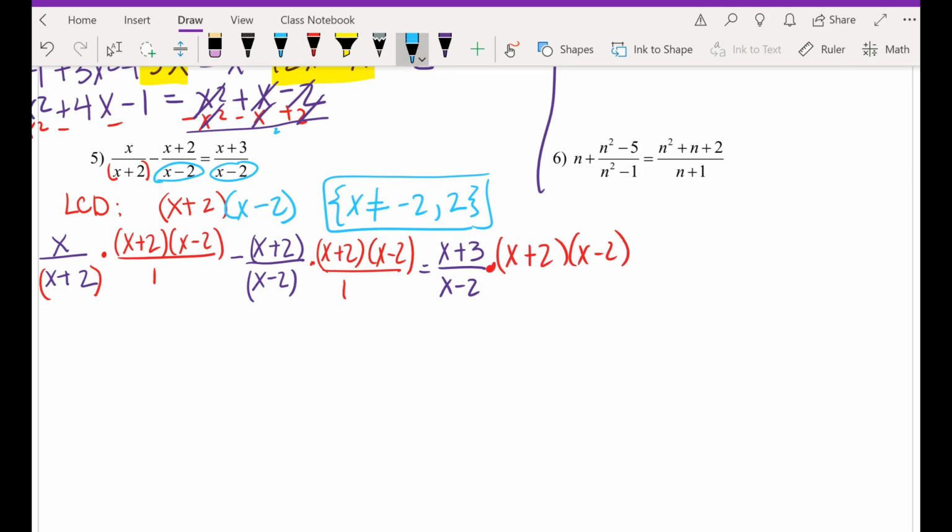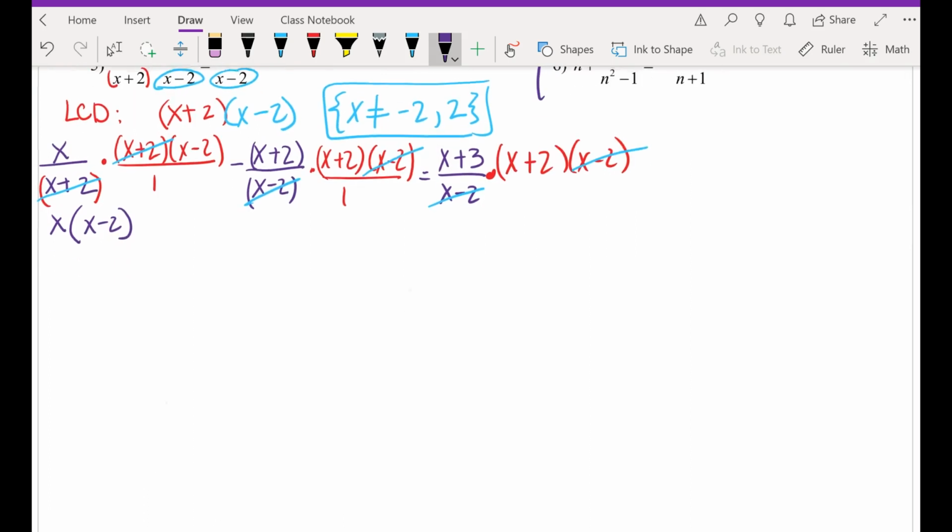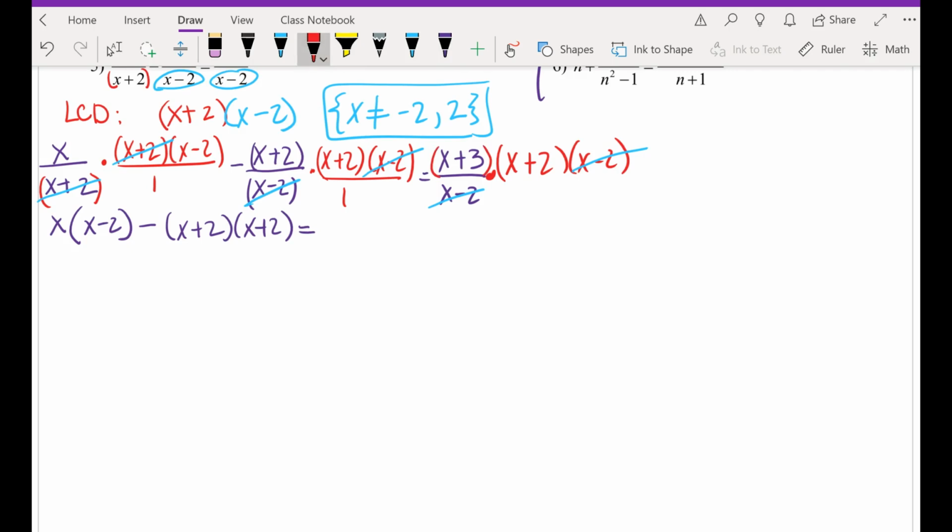So from here, we are going to see if we can reduce. So x plus 2 is gone. X minus 2 is gone. X minus 2 is gone. So the remaining pieces are, over here, x times x minus 2. That's one remaining piece. And minus x plus 2 times x plus 2 equals, over here, excuse me, I'm going to write the quantity around there, so we are mindful about distributing the x plus 3 to x plus 2 correctly. And from here, distribute this very slowly and cautiously.